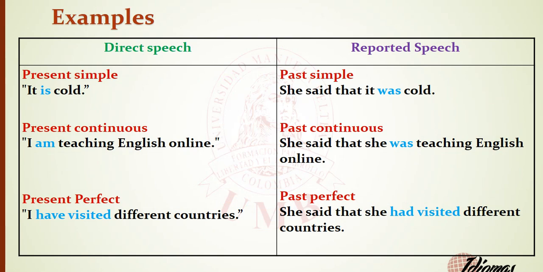Direct speech and reported speech. Let's see. Present simple, it is cold. You can see in quotation marks and in present. Present continuous, I am teaching English online. And present perfect, I have visited different countries, okay? So, past simple, she said that it was cold.